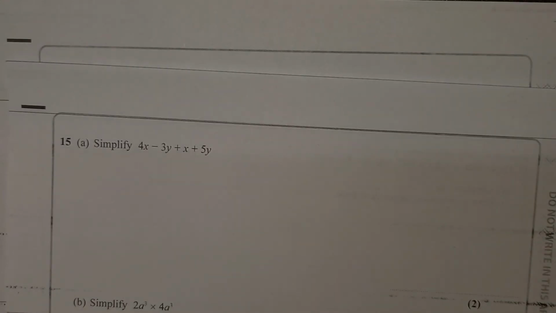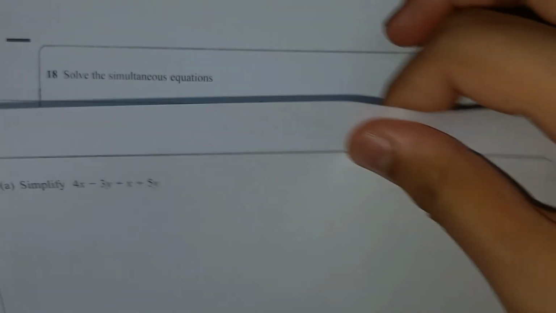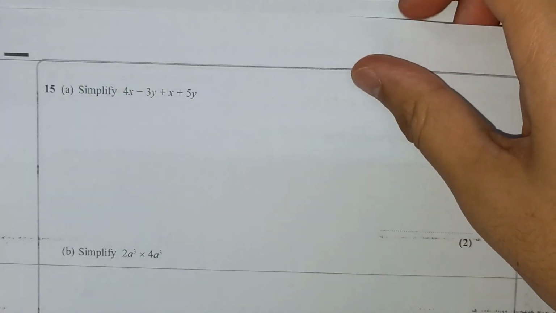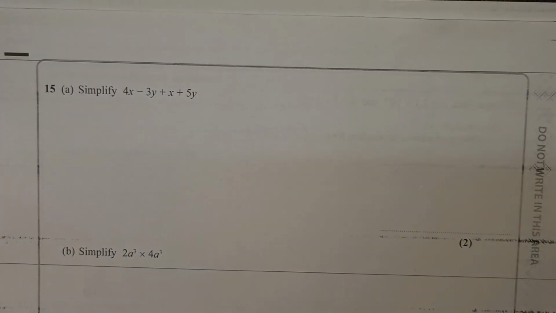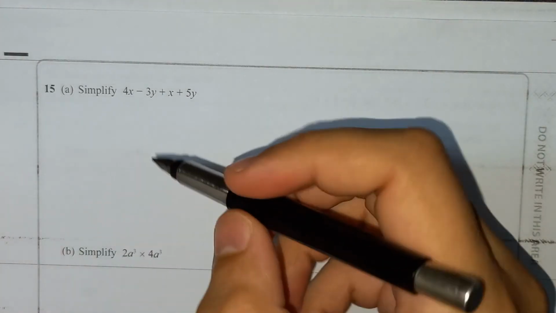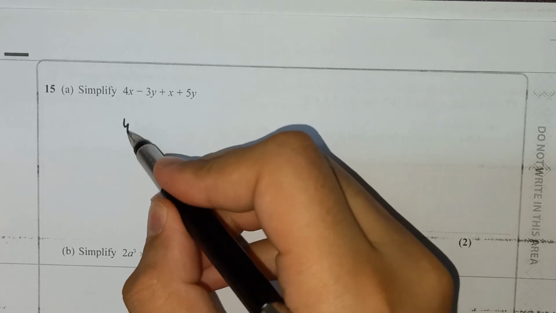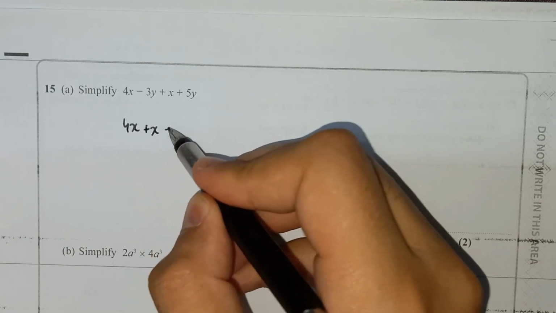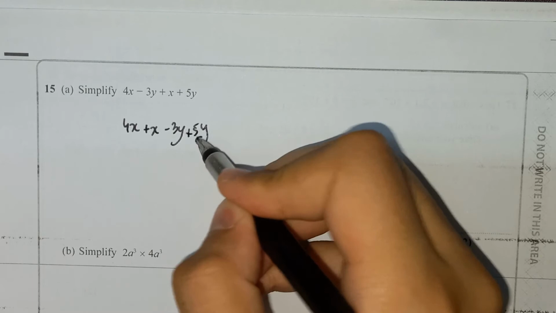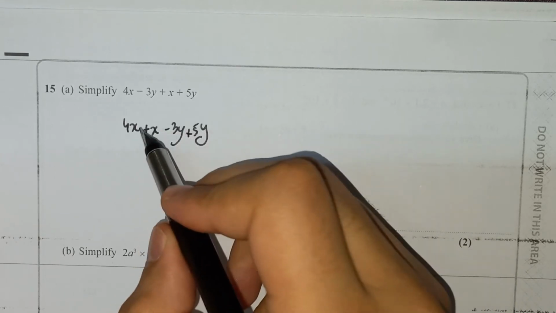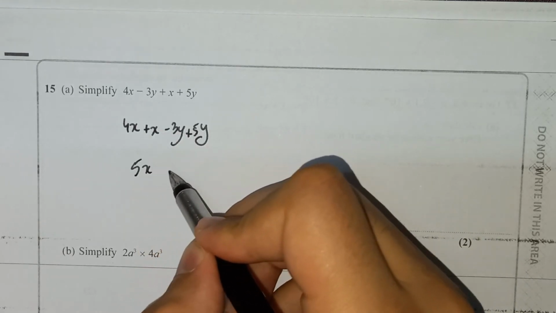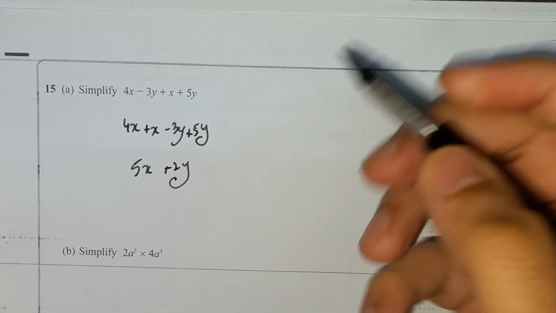Okay, question number 15. Simplify 4x minus 3y plus x plus 5y. This is one of the simpler questions, so you can just rearrange this and write 4x plus x minus 3y plus 5y, the same variables together. You will just solve this: 5x plus 2y, and there is your answer.